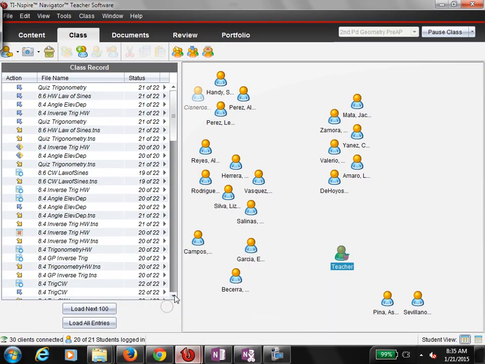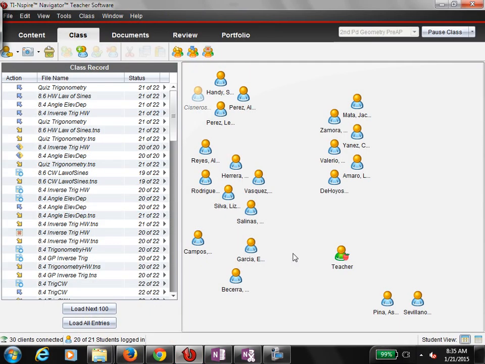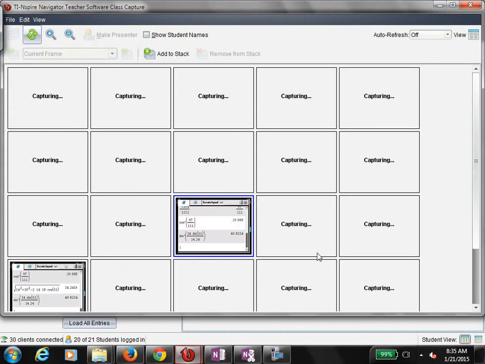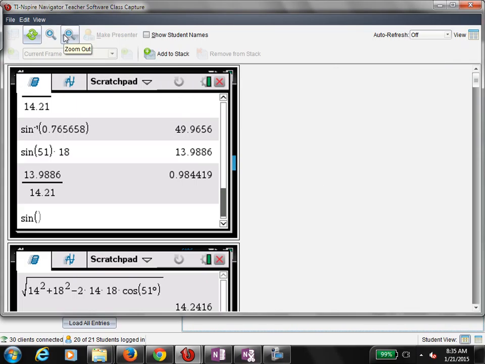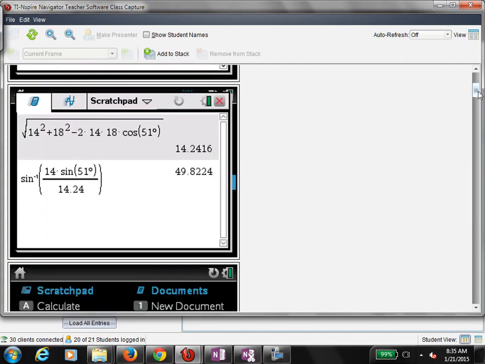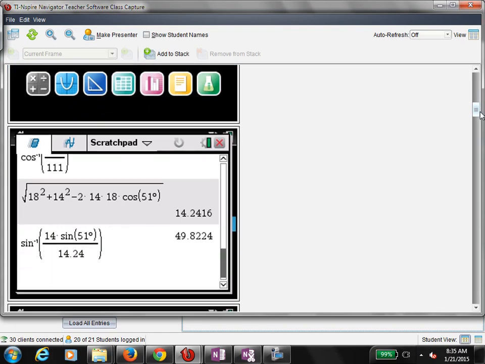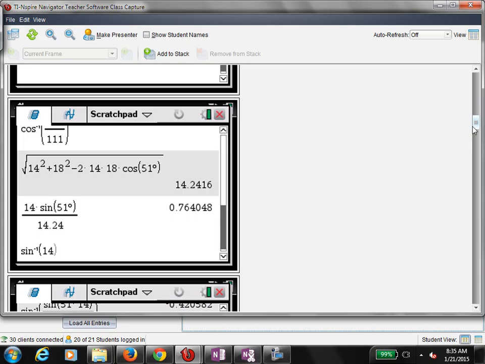All right, let's look at your responses because I'm curious to see how you guys are typing this on your calculator. Okay, I'm seeing 49. I'm seeing the 49.8224. Let me see if I can find that 0.76. Okay, there we go. So just be careful.